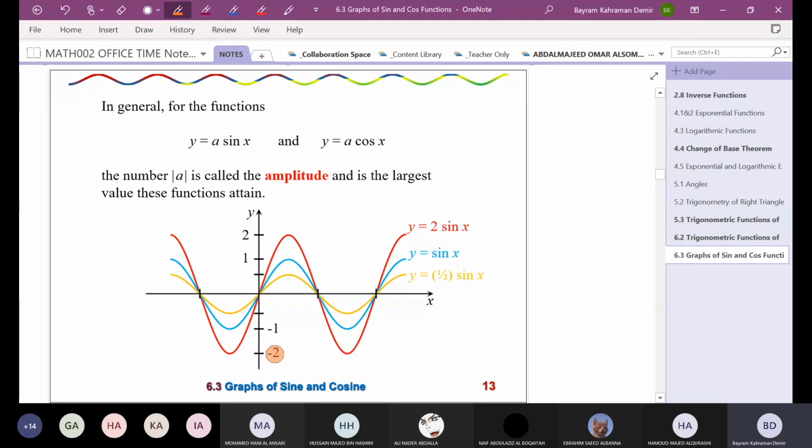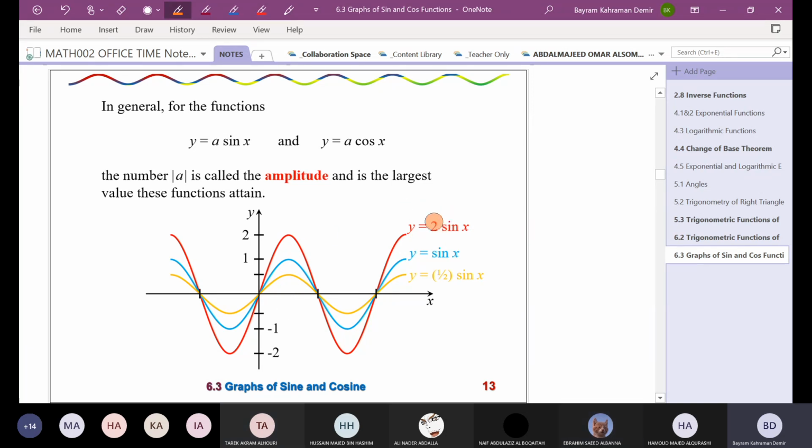Yes, the amplitude is from the x-axis to the highest point in this graph. It's not from the lowest point to the highest point; it is half of the distance. From negative 2 to 2, what is the distance? 4, right? So half of the 4 is 2.